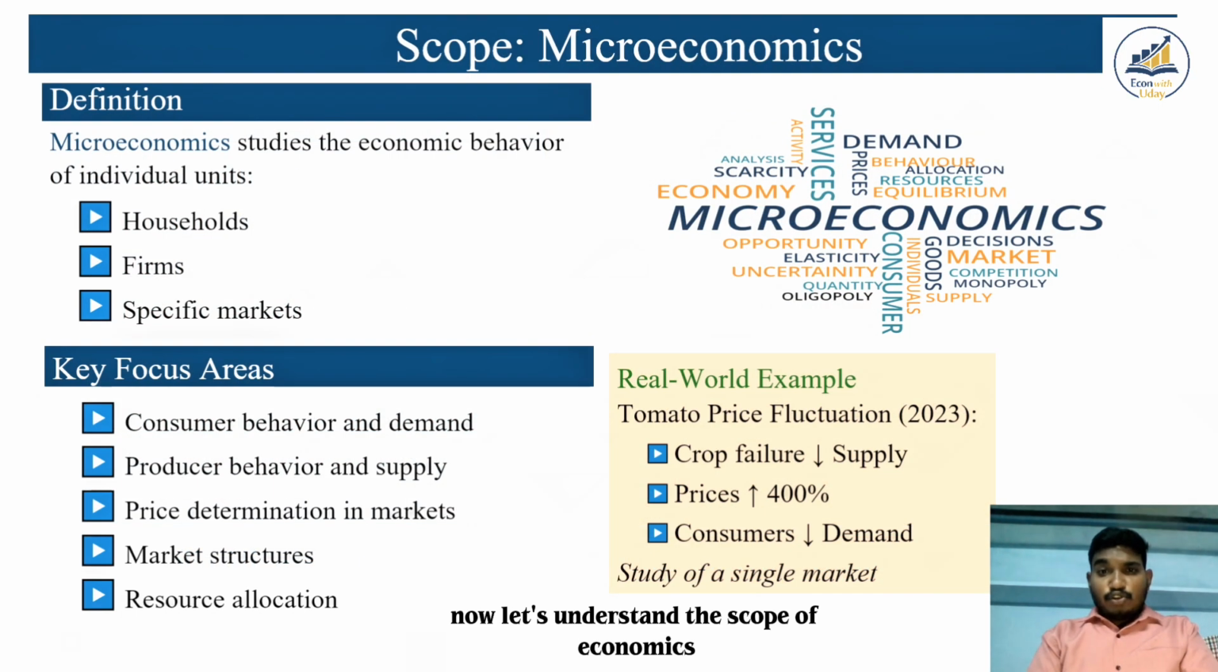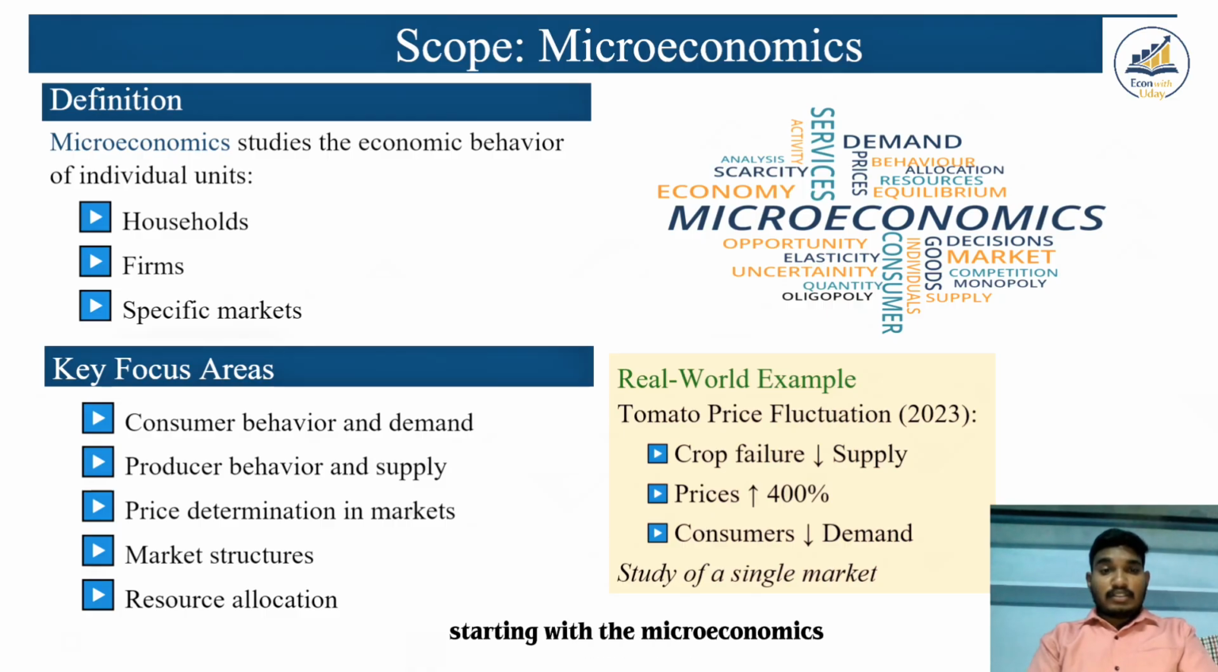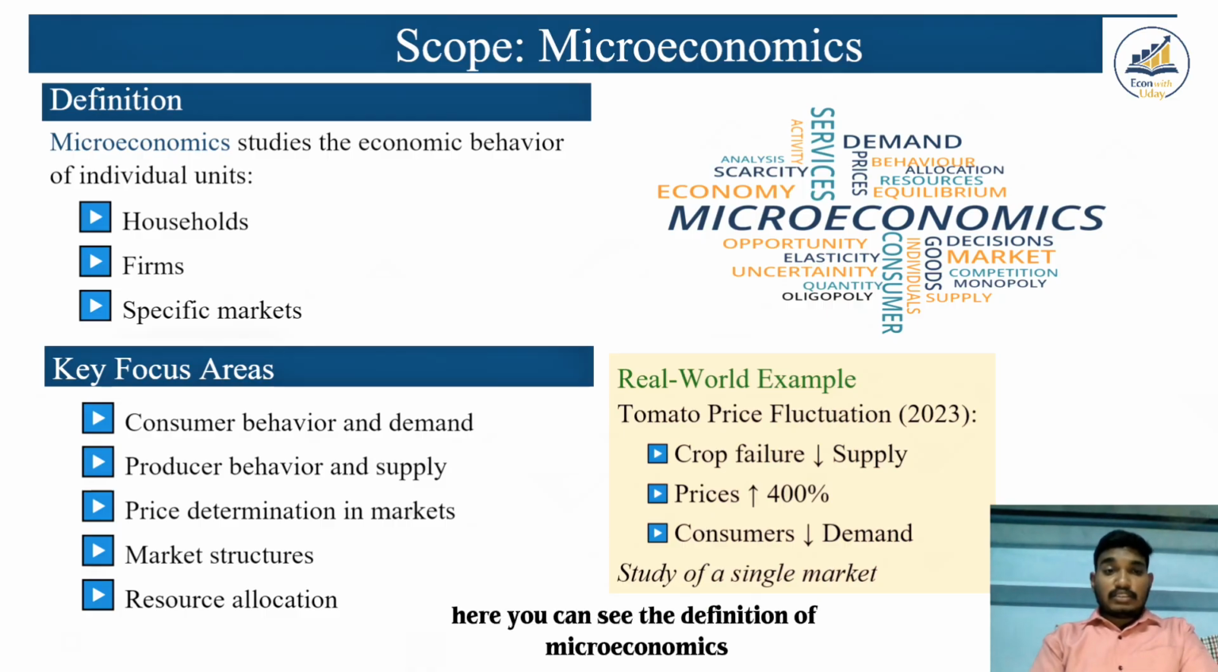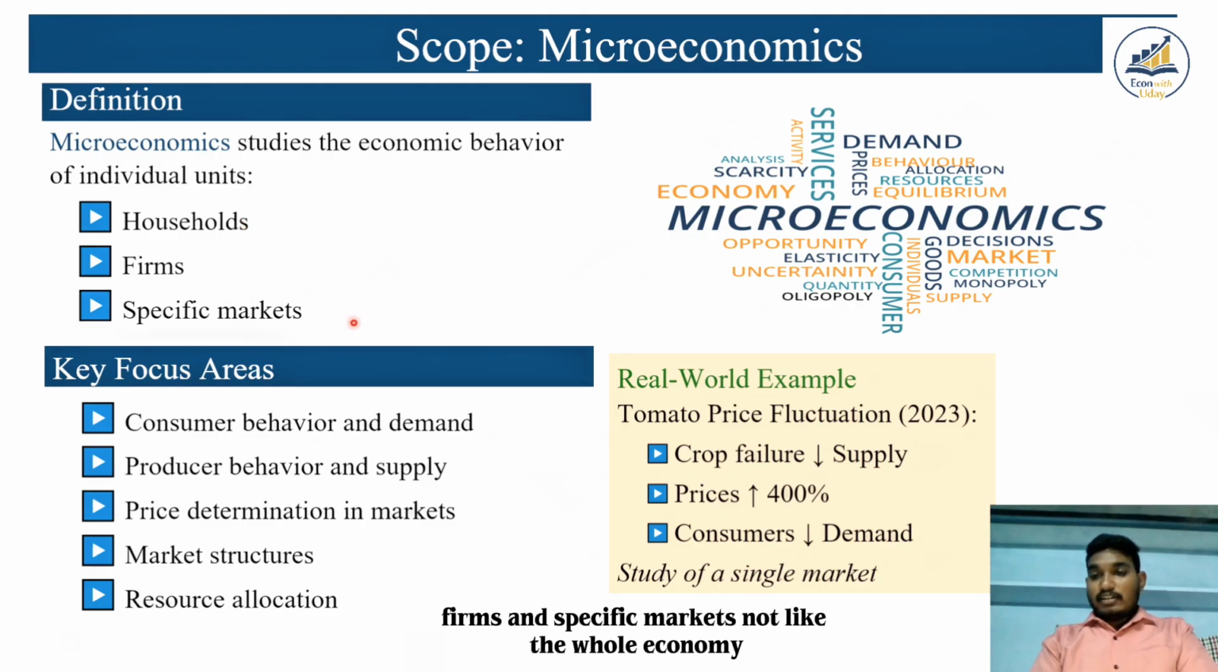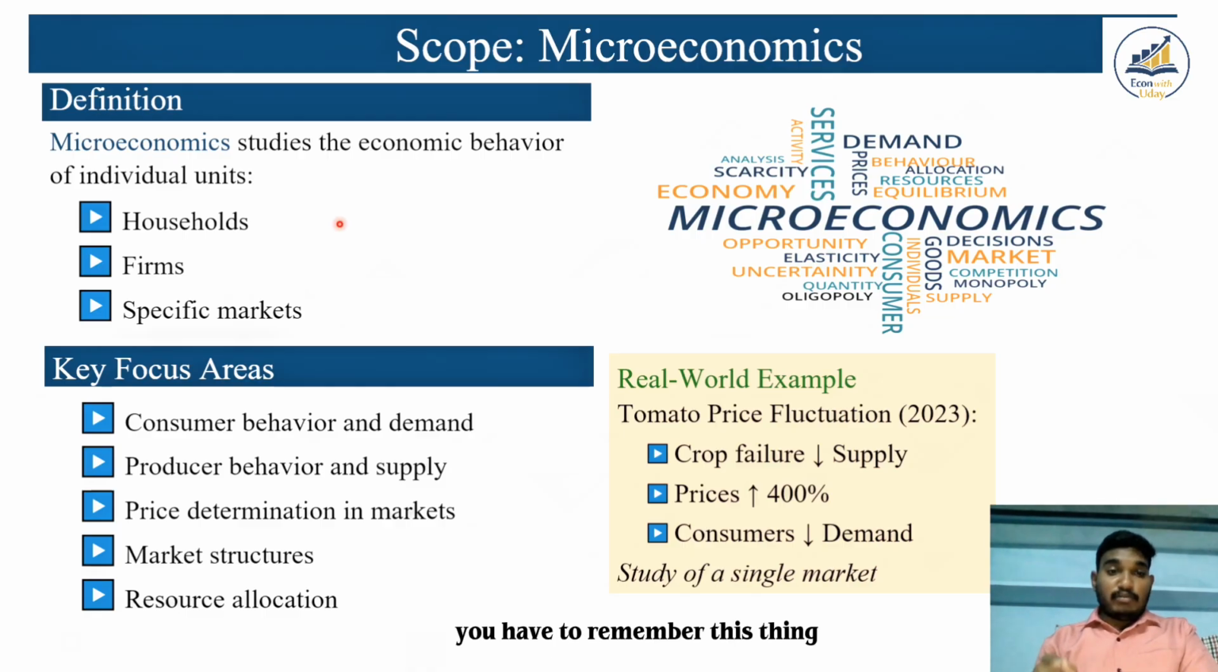Now let's understand the scope of economics, starting with microeconomics. Here you can see the definition of microeconomics. Microeconomics studies the economic behavior of only individual units, not the whole economy. So it covers households, firms, and specific markets, not national markets or national industries. It only focuses on the individual units.